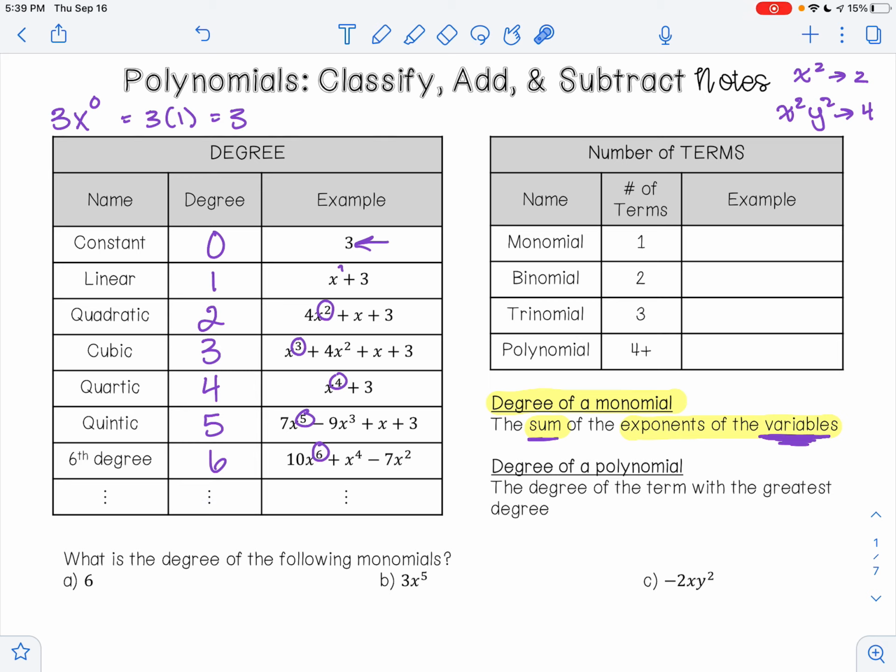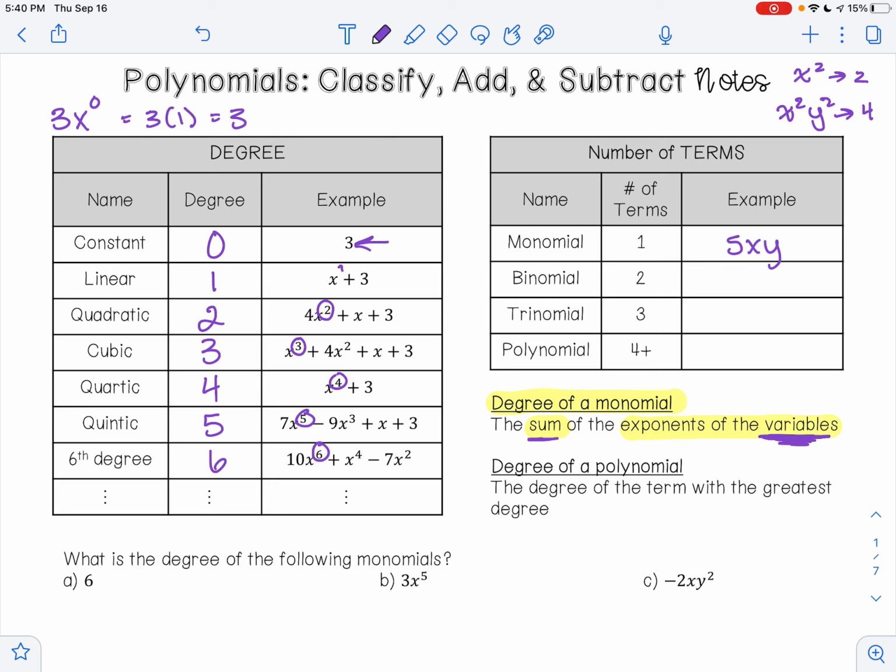So we can classify by the degree, but we can also classify by the number of terms. So if we look here, a monomial means that you have one term. So something that has one term is like 5xy. That is all one term. Remember, terms are separated by addition and subtraction symbols.